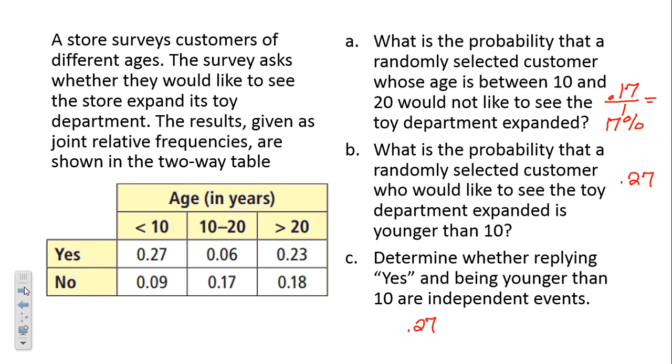How many kids were younger than 10? Or how many people were younger than 10 that responded to the survey? 36%. Does 36% match that 27%? No. So just because you're under 10 doesn't mean you say yes, okay? It's not an age thing. Some of them who are under 10 said no. So those are not dependent, they're independent of each other. Okay. All right, so next one.